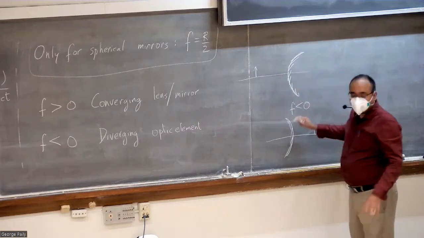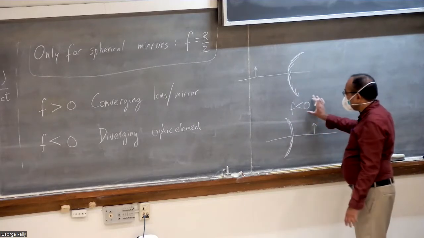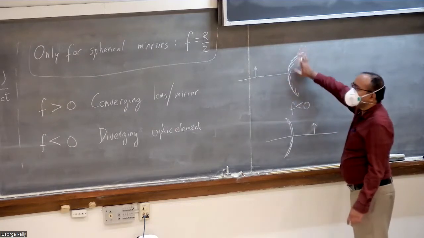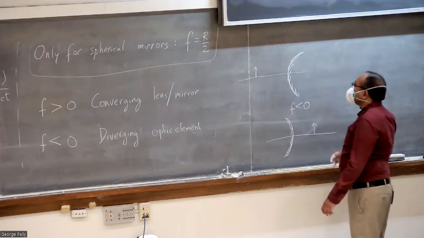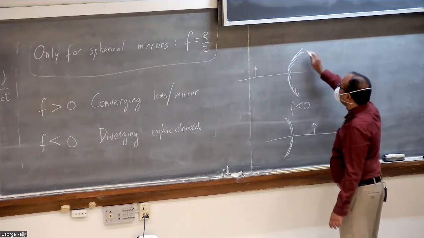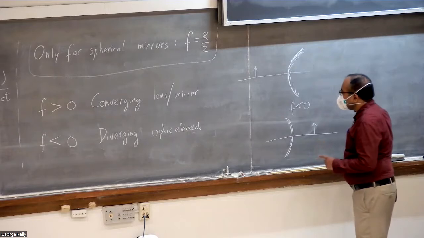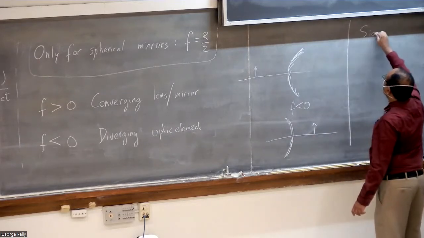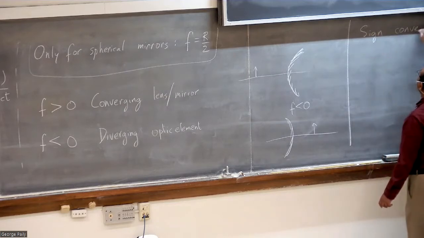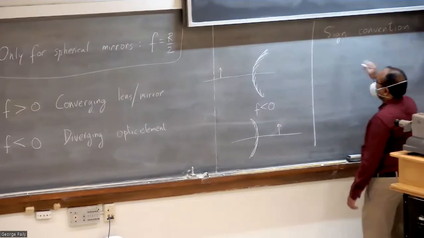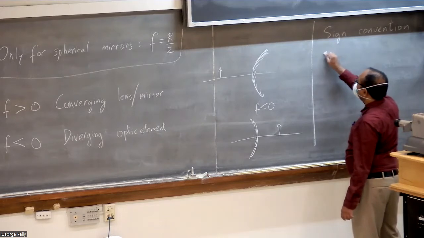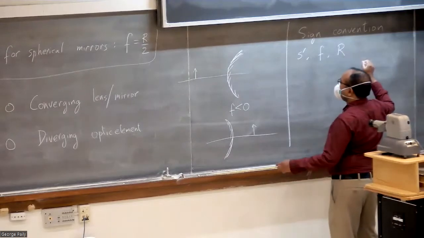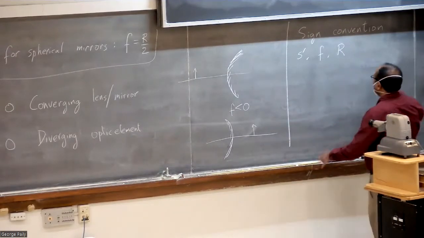So the sign, though, is simply, okay. So yes, why do we say that this has a negative focal length? Okay. So there are two ways of talking about it. And then, yeah, let's talk about the sign conventions. Okay, so the sign convention for S prime and for F and R, everything except S, basically, okay?